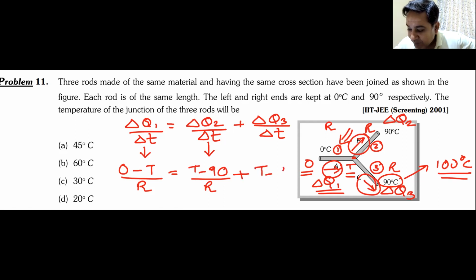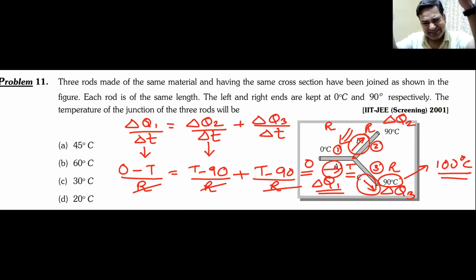Now does it make a difference whether the temperature was 90 or 100? If this was 100, what would you have written? T minus 100 divided by R. Yes or no? Yes, sir. Same process. We get the values from here. Do you understand this? Yes, sir.